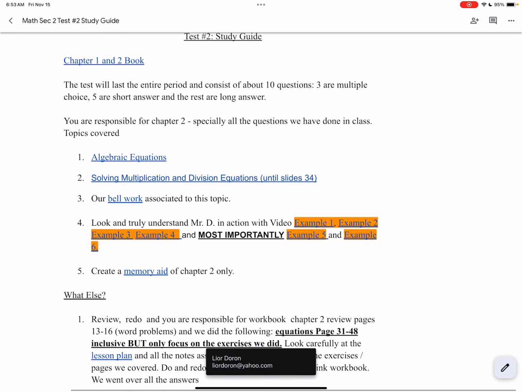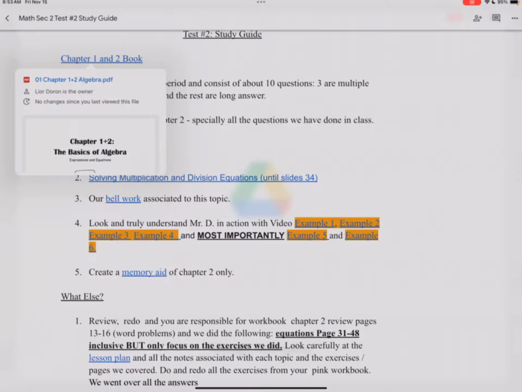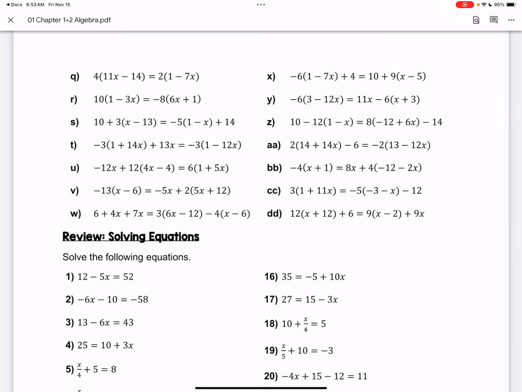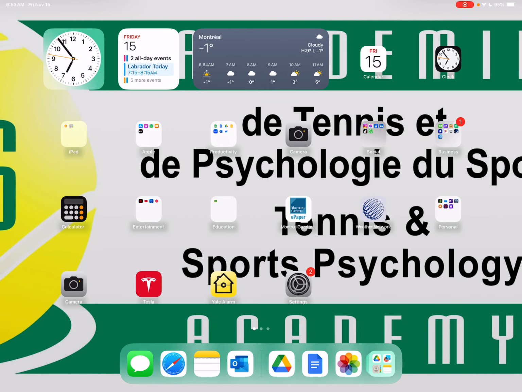It opens this up and you'll notice I have backup of almost everything. I try to plan for the unexpected. Oh, I forgot my book at school. Well, the book is all right here. This might help you if you're working at home with a tutor, etc.